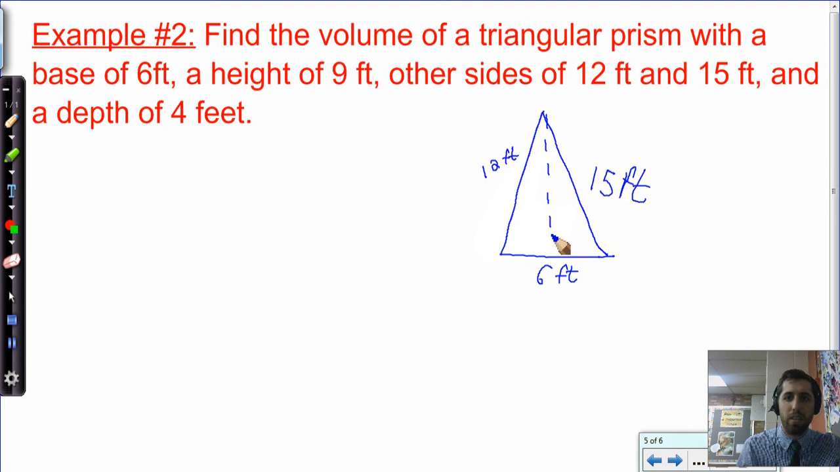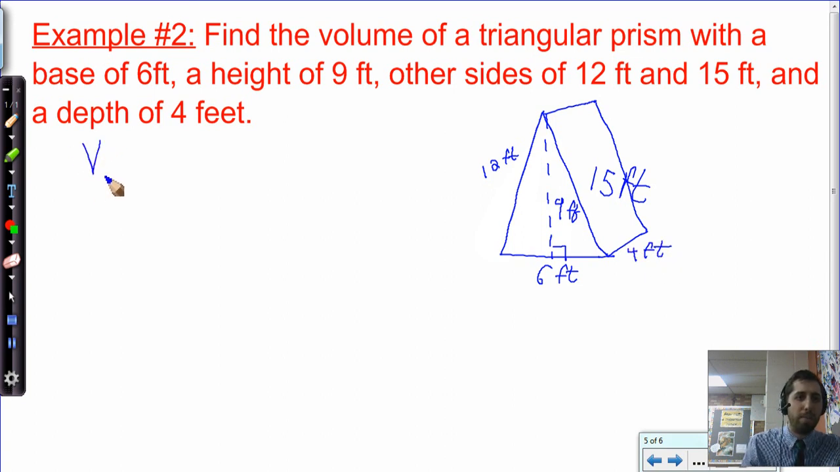And the height is always perpendicular to whatever they said the base was. They said the base was 6 feet in this case. So our height is 9 feet. I hope you're drawing this with me. And then the depth is 4 feet, which means it's going to go back 4 feet. So that's the depth.